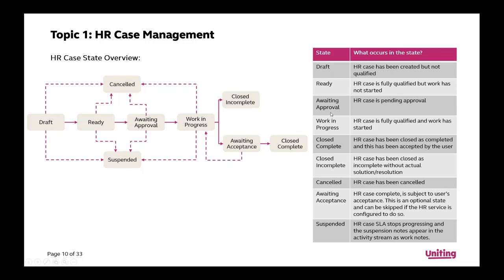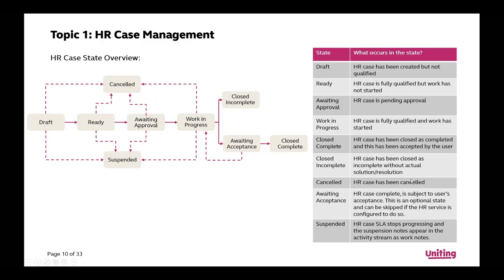Awaiting approval is in case the HR case is pending approval from an authorized approver. Work in progress is where the major work is going to happen for the case. This is where the HR case is fully qualified and the work is started. And the final state generally would be closed complete, whereby an HR case has been closed as completed and this has been accepted by the user as complete.